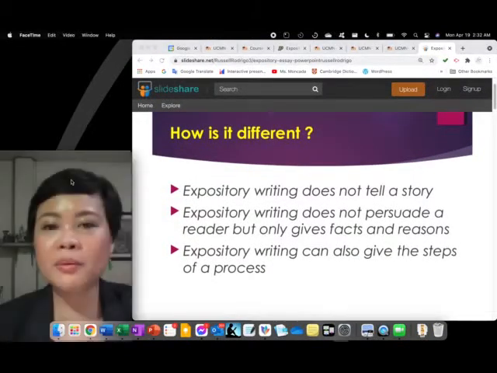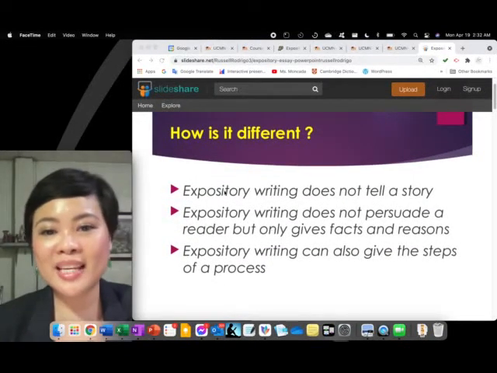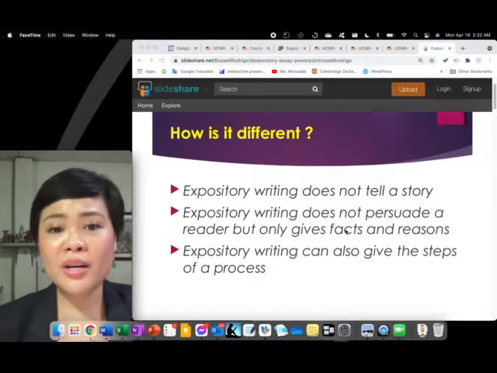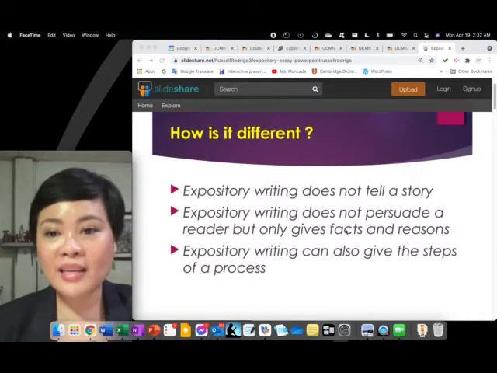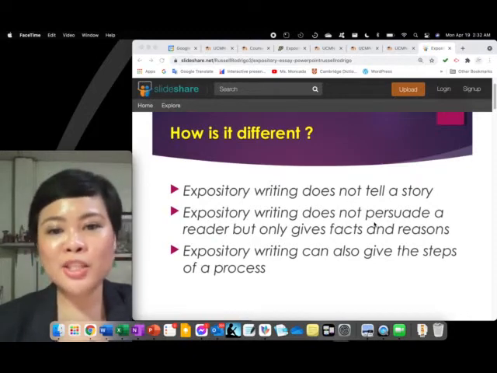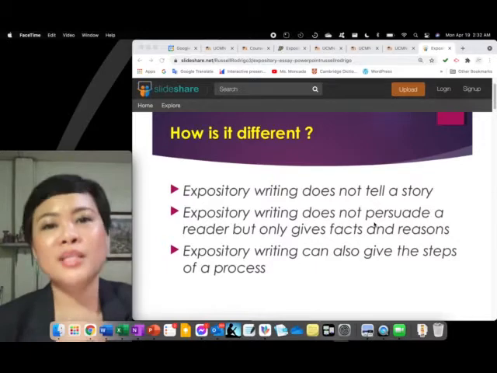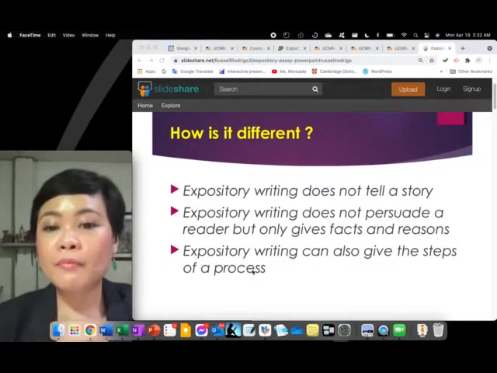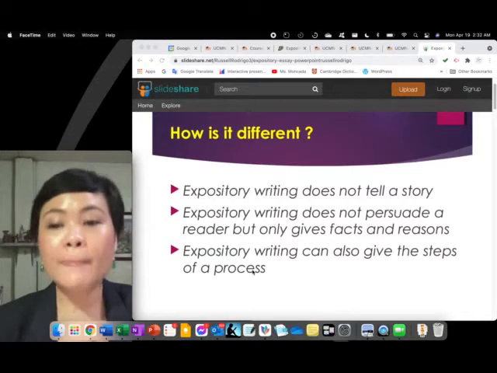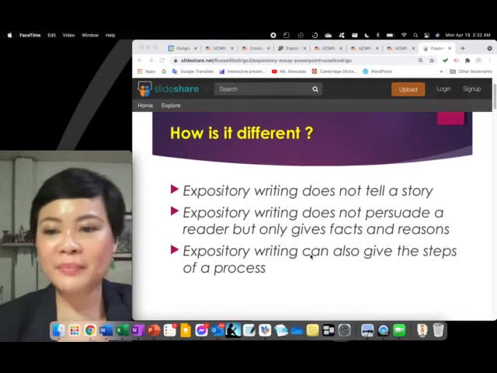how is it different from other essays? As I was saying earlier, expository writing does not tell a story, that is narrative. Expository writing does not persuade the reader, but only gives facts and reasons. A persuasive essay, which persuades, is usually argumentative, like let's say debate speeches. So a debate speech is not expository, that is argumentative or persuasive. And one more, expository writing can also give the steps of a process, but in essay form, all right?